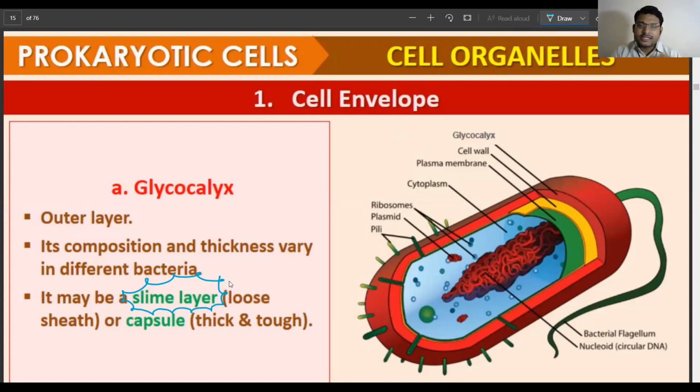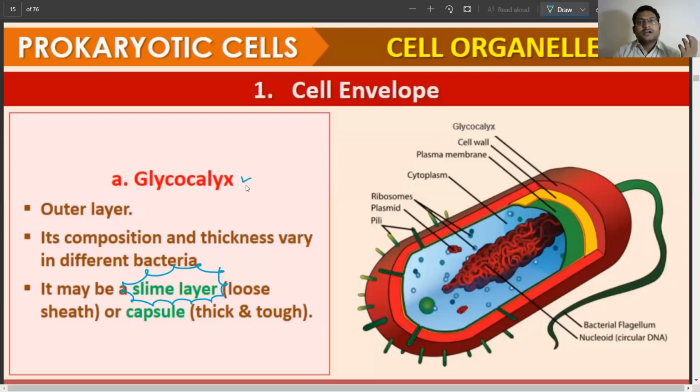So I was talking about the differences in the cell envelope, right? The glycocalyx varies from one group of bacteria to another group of bacteria. If it is thick, it is called a capsule, and if it is thin, or a loose sheath, it is called a slime layer. Now, chemically, what is the glycocalyx made up of?